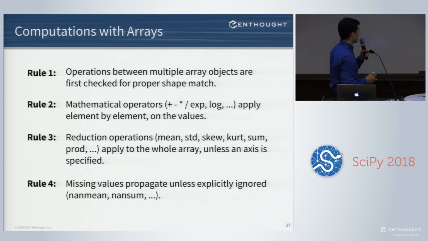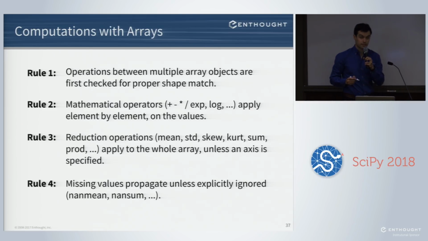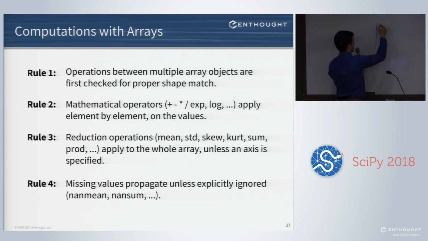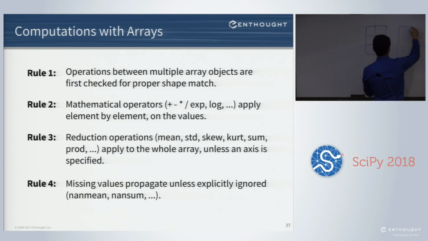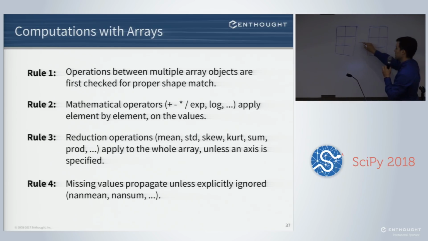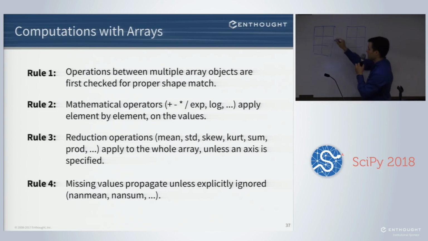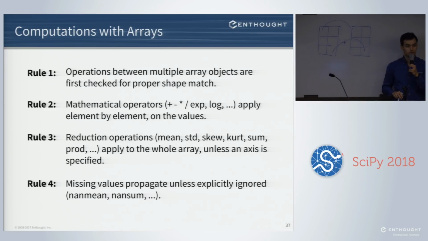So here are a few examples of shapes that are considered to match. In the simplest case, let's say we have two arrays like this. What's the shape of each of these arrays? 3 by 2, that's right. So let's say I add them together. Here the shapes obviously match because they're the same. And what we're going to get is an element-wise operation over all the elements of the array.